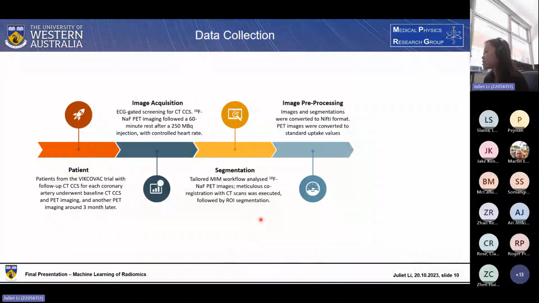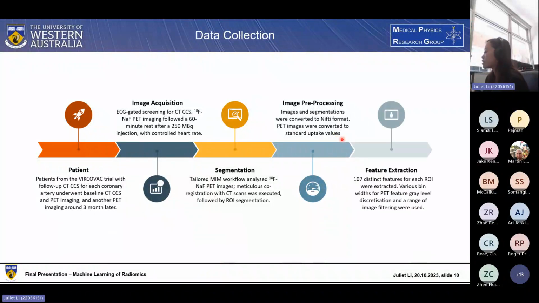Image pre-processing: all of the images and the segmentation masks of the region of interest were converted to NIfTI format, and the PET images were converted to SUV values for standardization. The NIfTI format is so that it can be processed much more easily later on.